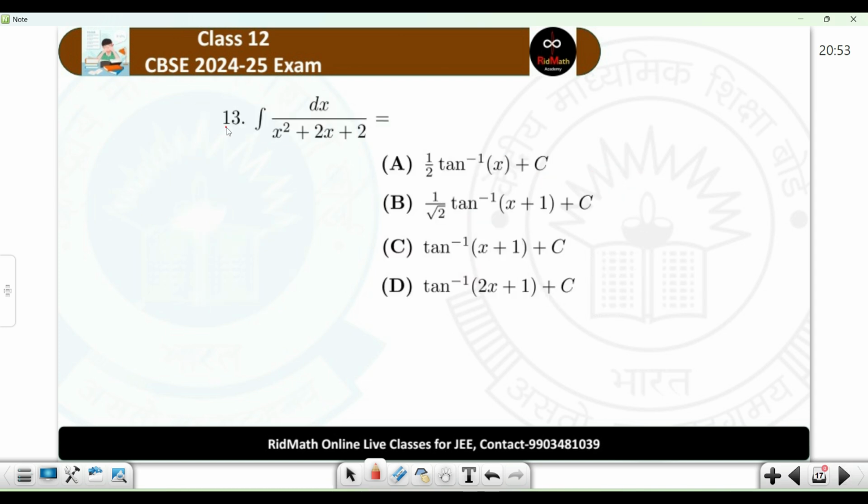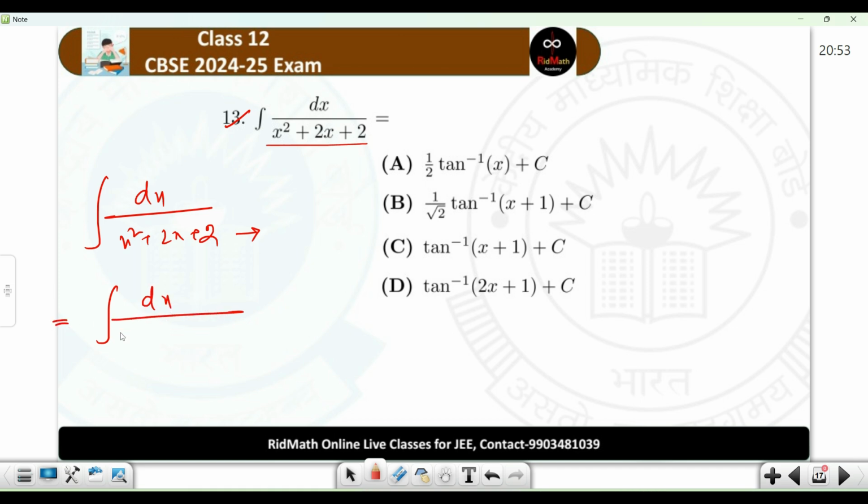So next problem. Problem number 13, dx by x square plus 2x plus 2. So we will make this term a whole square term. So dx by x square plus 2x plus 1 plus 1. This will be a whole square term. So dx by x plus 1 whole square plus 1.